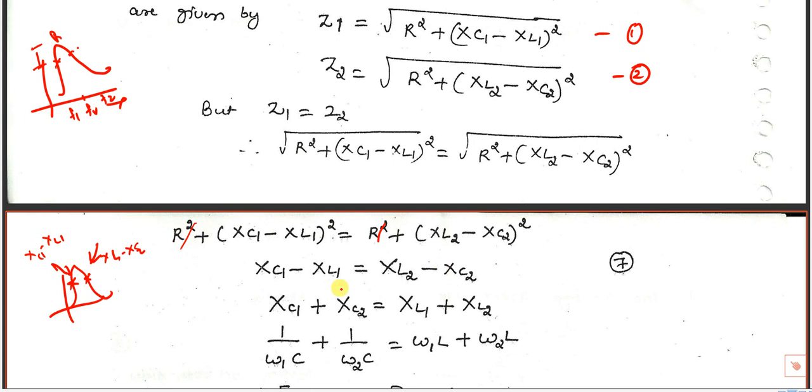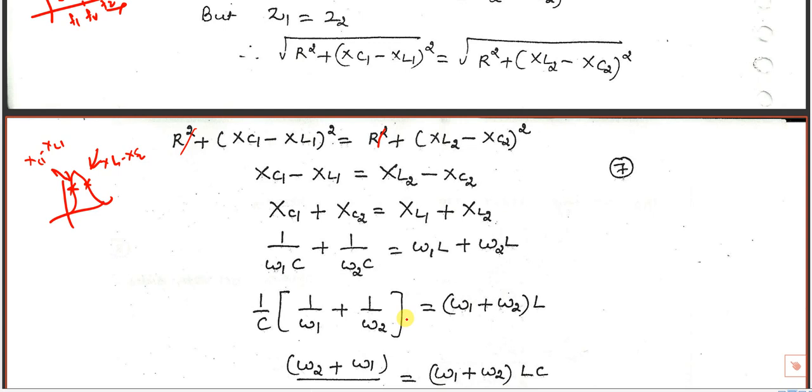Now bring Xc2 to the left side, where it becomes plus, and bring the inductive reactance XL1 to the right side, where it becomes plus. Now Xc1 is given by 1 by omega 1 C, Xc2 is equal to 1 by omega 2 C, XL1 is omega 1 L, and XL2 is omega 2 L, where omega 1 and omega 2 are nothing but the lower and upper cutoff frequencies.